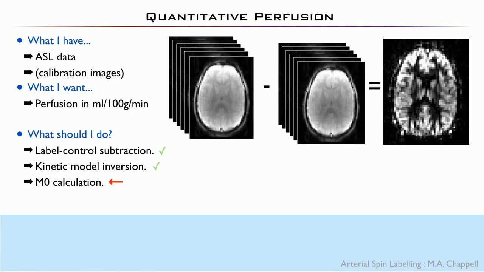And what we haven't done is introduce something via an injection. What we've done is a labeling process. So how do we say what the concentration is? And this is where we're going to need to know something about the magnetization of arterial blood.